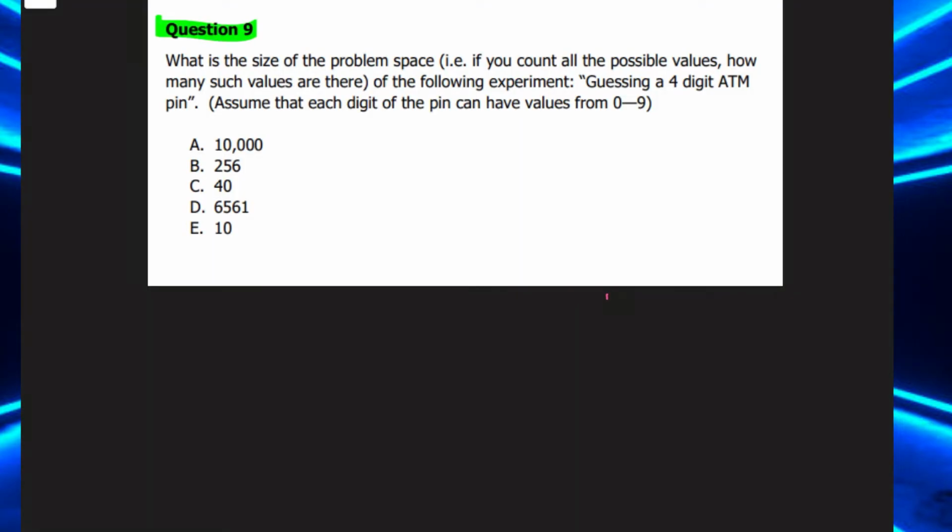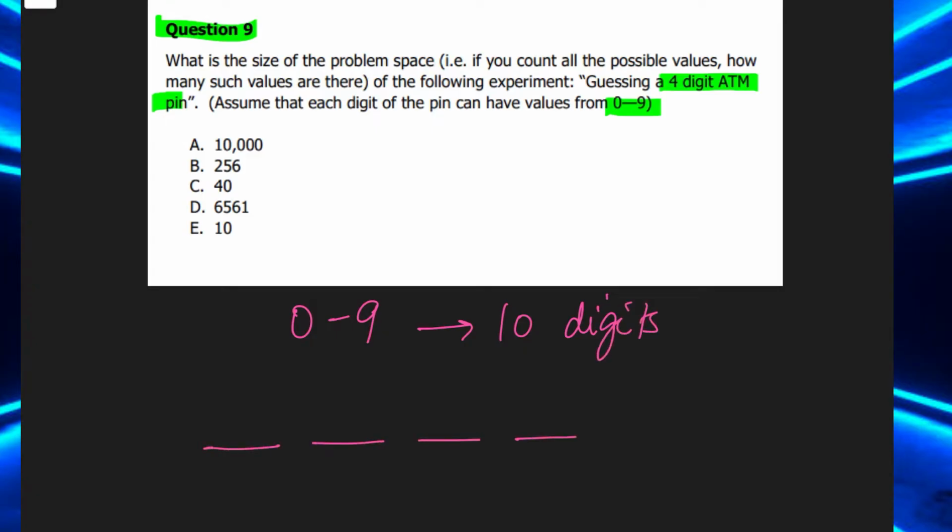Question number 9, this is a pretty straightforward question. What is the size of the problem space, that is, if you count all the possible values, how many such values are there, of the following experiment? Guessing a 4-digit ATM pin, assuming that each digit of the pin can have values from 0 to 9. Now 0 to 9, there are 10 digits. And from these 10 digits, we have to make a 4-digit ATM pin.